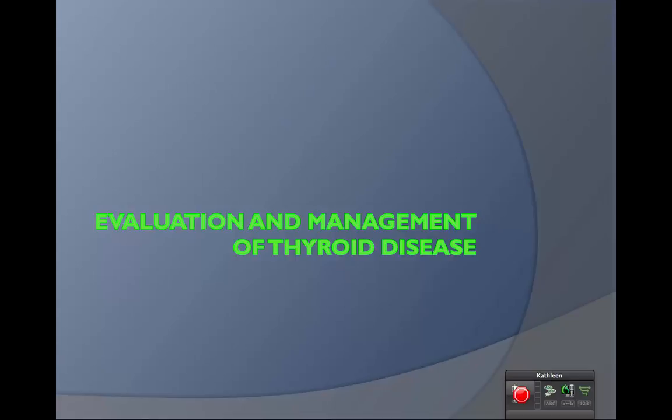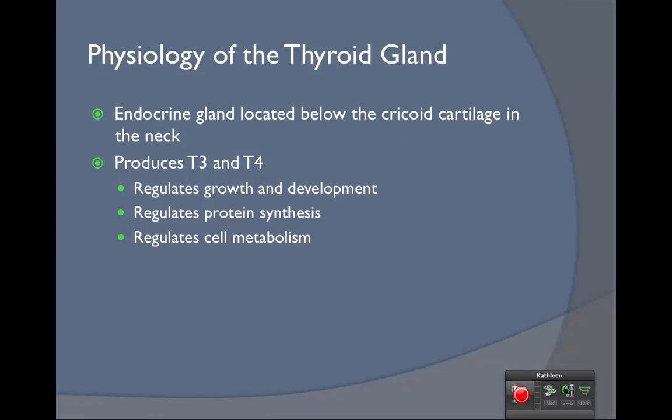This lecture is on evaluation and management of thyroid disease. The physiology of the thyroid gland: the endocrine gland is located just below the cricoid cartilage of the neck. It's important to know anatomically where you're palpating for that. You don't want to be too high up on the jaw.